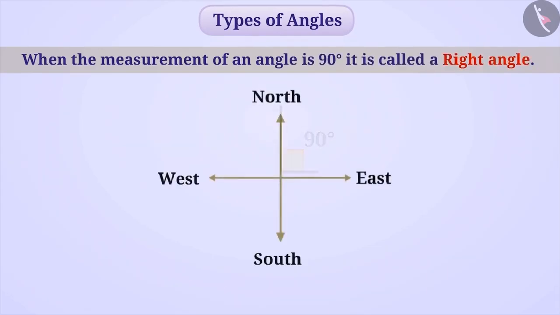If you're aware of the directions, then it must be easy for you to understand that the angle made between east and north direction is 90 degrees, which means it's a right angle. Similarly, angle between north and west, west and south, south and east, etc. all makes 90 degrees or right angle with each other.